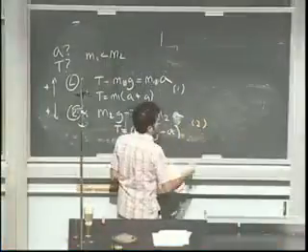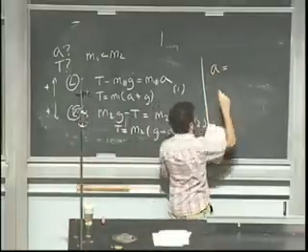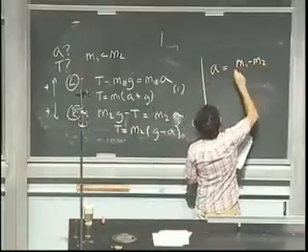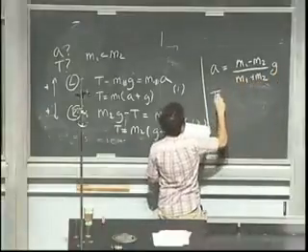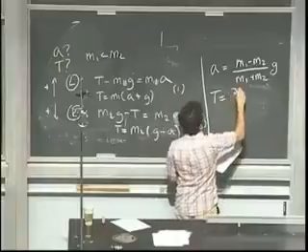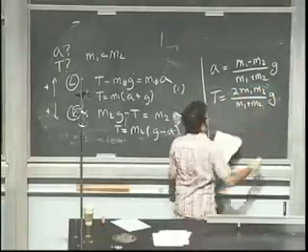So I've got two equations with two unknowns, and I can now solve for those two unknowns. I'm going to write down the solution. It's something that you can easily verify with some algebra. The acceleration is (m1 minus m2) divided by (m1 plus m2) times g. And the tension is 2 m1 m2 divided by (m1 plus m2) times g.